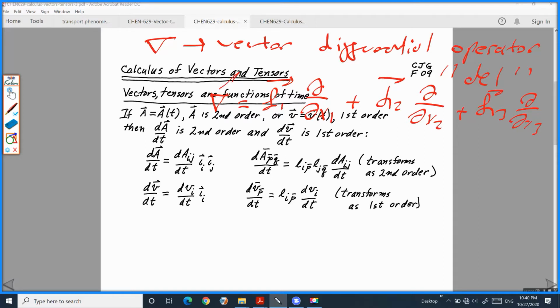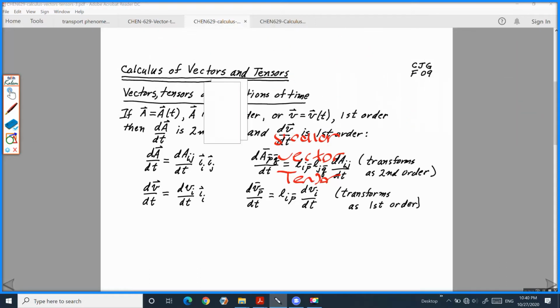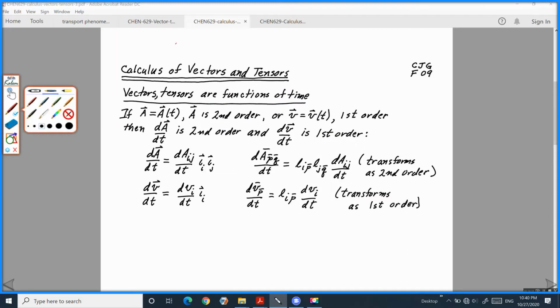It should be operated on either a scalar or vector or tensor. Otherwise, it doesn't give any meaning. So this should be used together with any of these three. So we can represent the del operator for different coordinate systems.